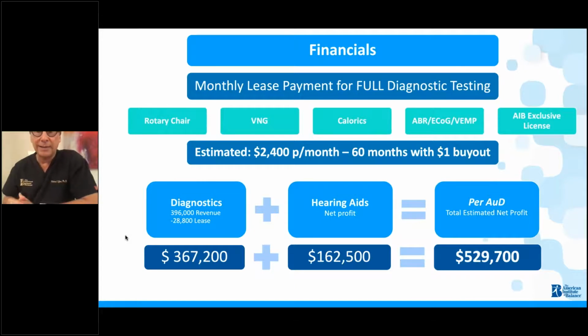Now, Kate said that she was doing an externship with one of our dear friends and one of my disciples, Jana Brown. And I'm sure Kate has seen firsthand what both the diagnostics and the incremental hearing aids have done for Jana's practice.